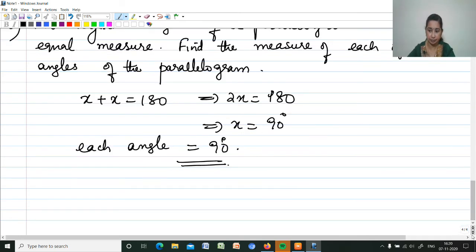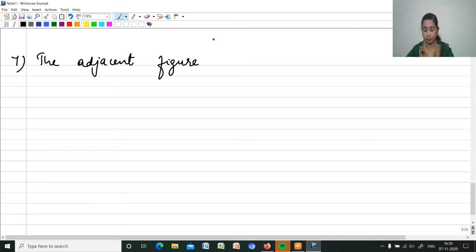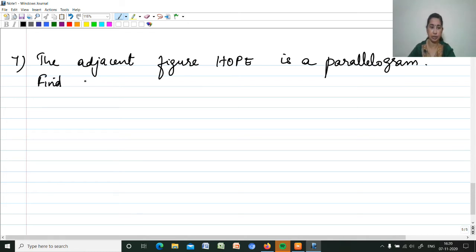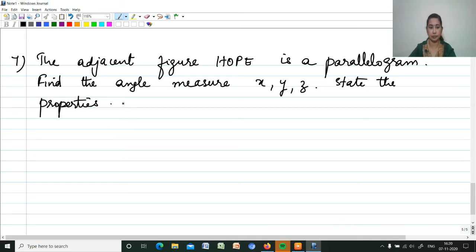Now question number 7. The adjacent figure: HOPE is a parallelogram. Find the angle measures x, y and z. State the properties you use to find them.